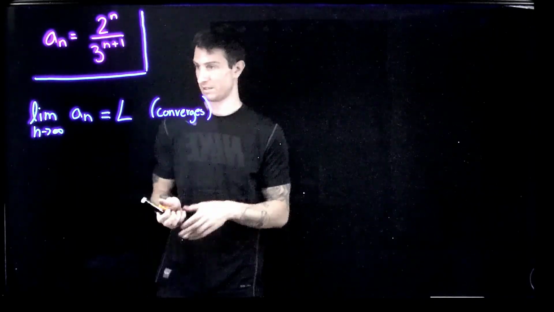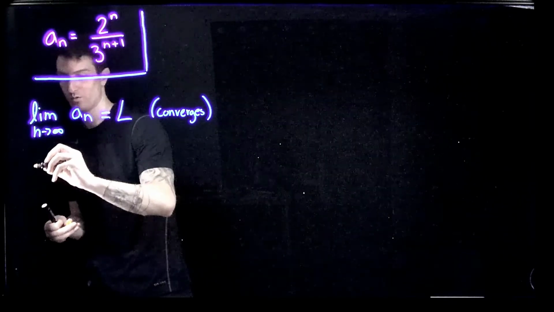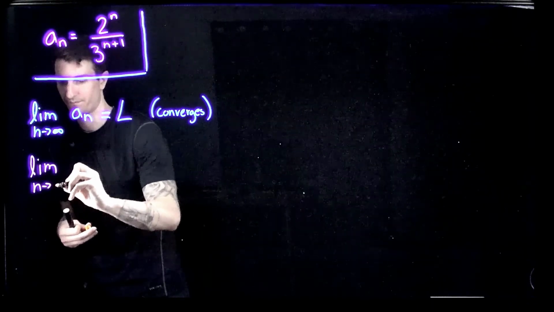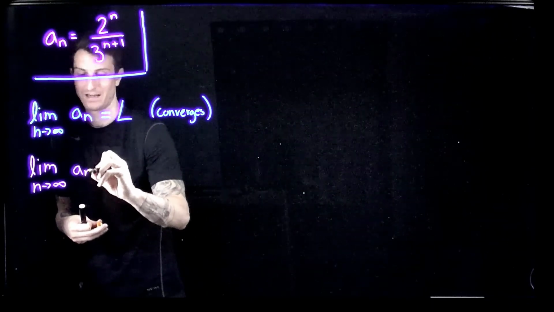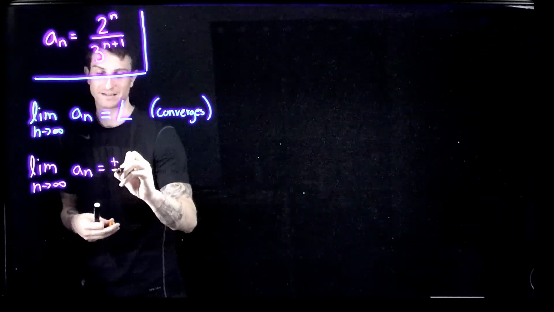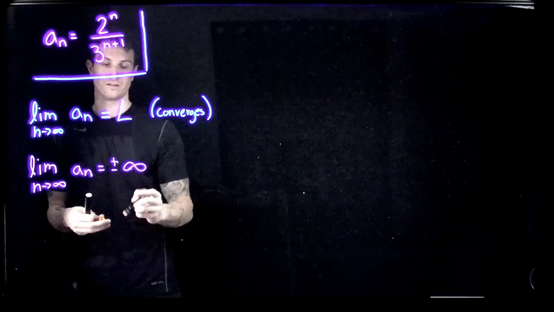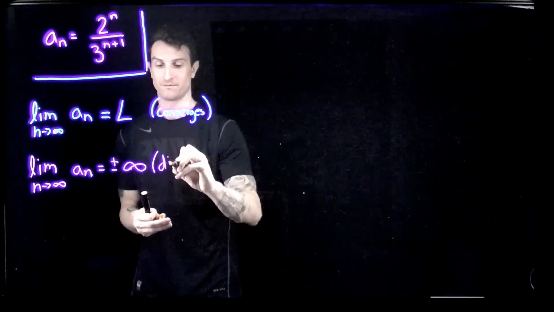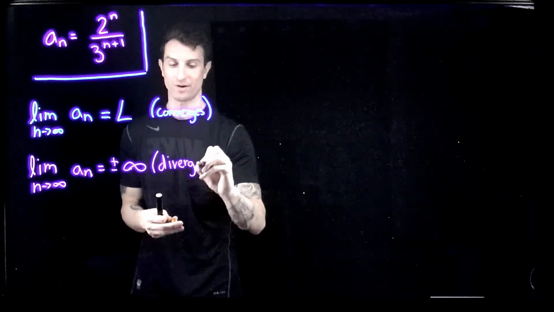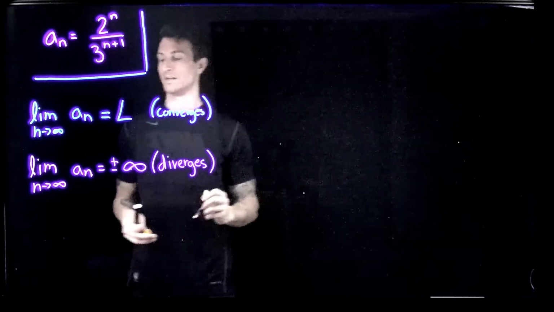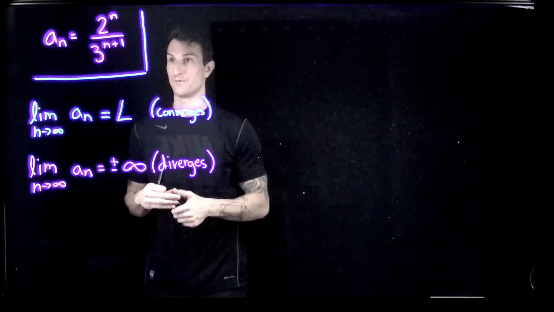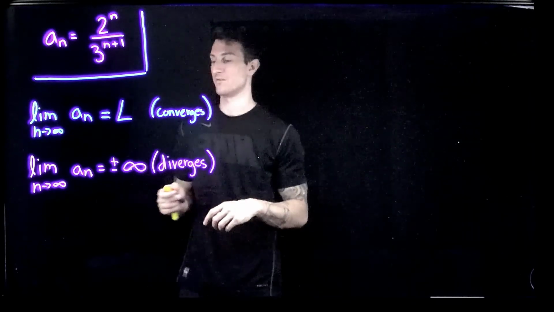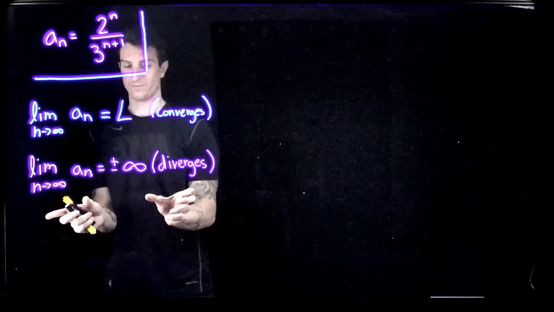However, if we get the limit as n goes to infinity of a sub n, and it equals, we'll just say plus or minus infinity, this does not converge to a specific value, so we say this diverges. These are our two different options here. We take the limit as n goes to infinity. If we get a specific value coming out, we converge, and we're just going to specify what we converge to, or we will diverge.